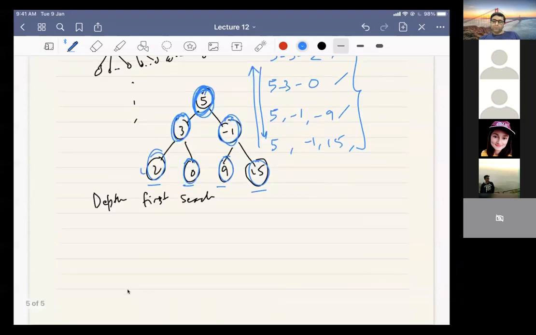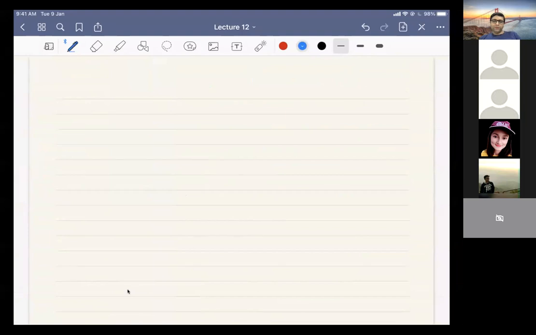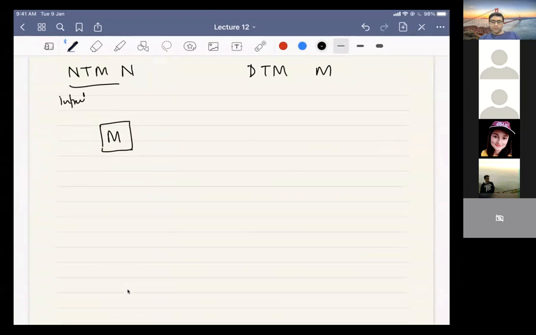So let's talk about the proof. The proof is very simple. Imagine that we have the NTM N. Now we design a DTM M. So what will this DTM M do? Let's imagine this is the M machine. There must be some input tape here. Imagine this is just a single tape. In this DTM M, we would have three tapes.